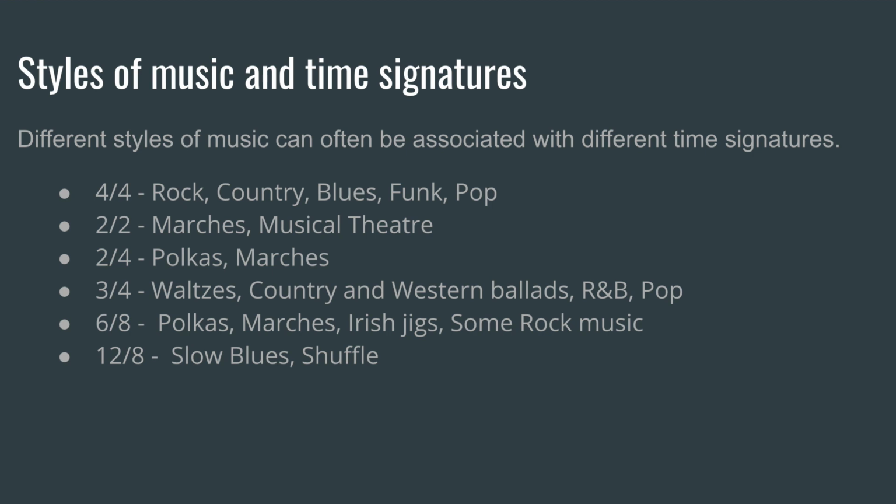And 6/8 is still used for pop and contemporary music and even some big rock ballads, but often used for polkas, marches, Irish music, Irish jigs, and obviously some rock and pop music. 12/8 is normally used for slow blues or for shuffle types of music. It doesn't mean that you have to use a particular time signature for a particular style of music. You'll find it's quite common that those styles of music will have those particular time signatures.